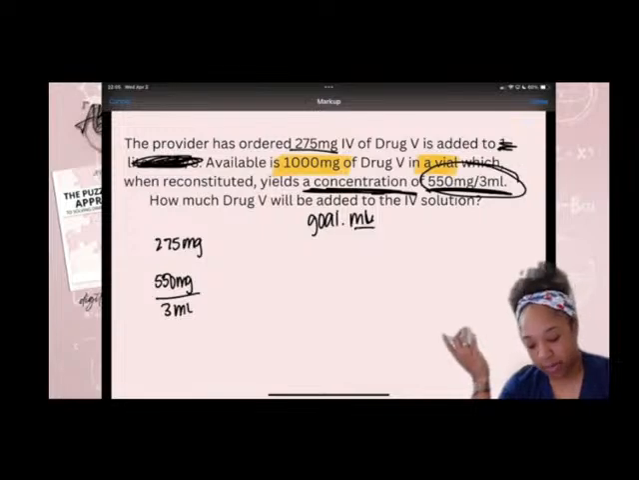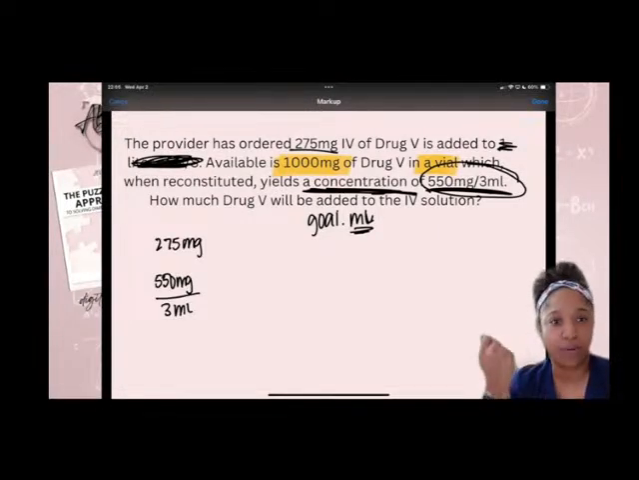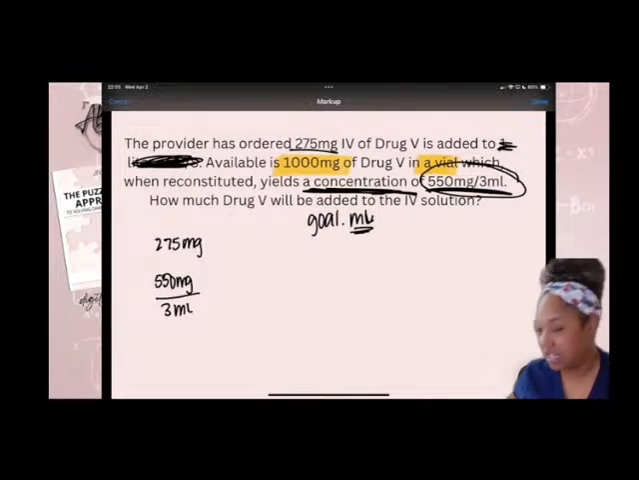How do we set up our problems? We always start with the goal. Your goal is going to be your very best friend in dosage calculations because that's what the question wants. And we need to give it what it wants so we can get our points, right? Get these big hundreds.